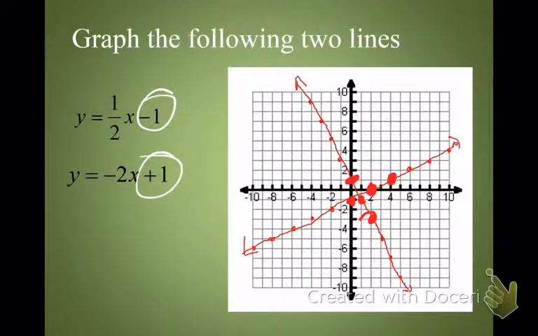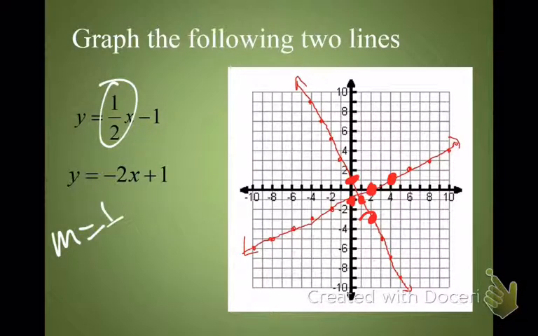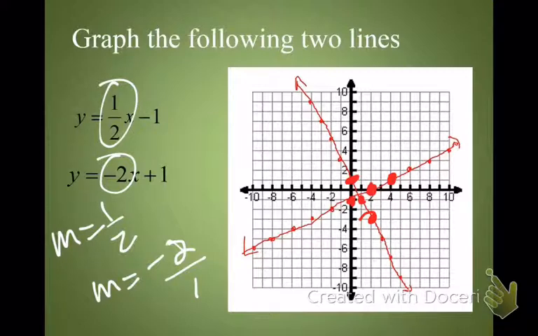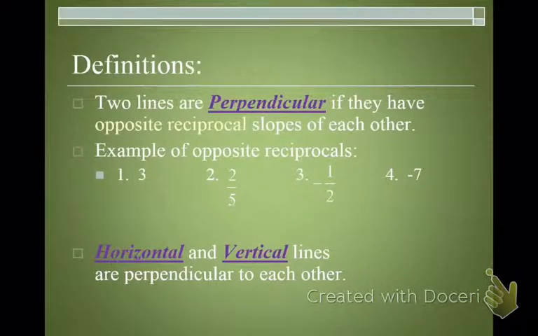Well, certainly the y-intercepts are different, and that is important. But we worried more about the slope before, so let's do that now. Look at the 2 slopes. One slope is 1/2, where the other slope is negative 2, or negative 2 over 1. That's interesting. These 2 slopes are what we call opposite reciprocals. If that's the case, then we have some definitions here. 2 lines are perpendicular if they have opposite reciprocal slopes of each other.